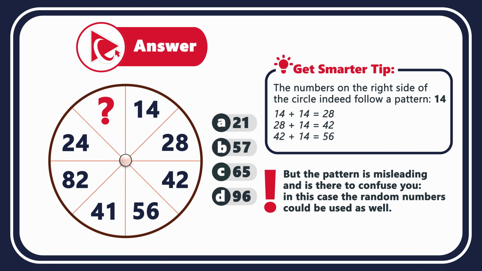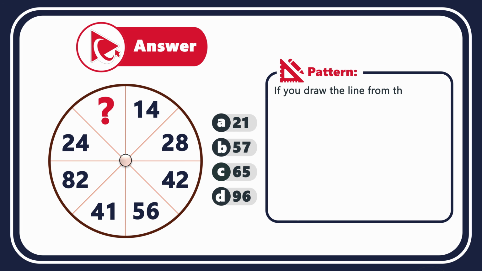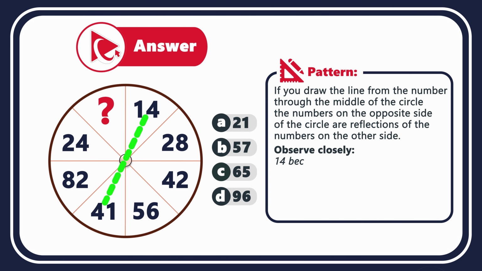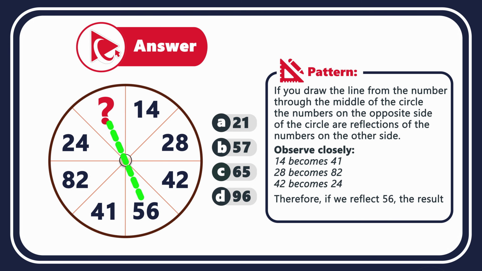So what is the right solution? Take a look at the circle in the middle. If you draw the line from the number through the middle of the circle, the numbers on the opposite side of the circle are reflections of the numbers on the other side. Let's take a close look. For example, 14 becomes 41, 28 becomes 82, 42 becomes 24, and 56 then becomes 65. So the correct answer here is choice C, 65.